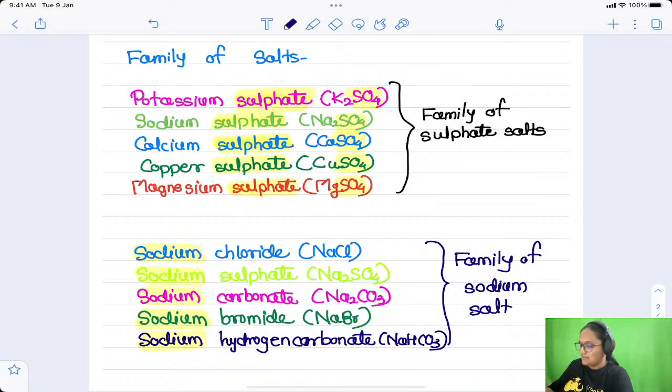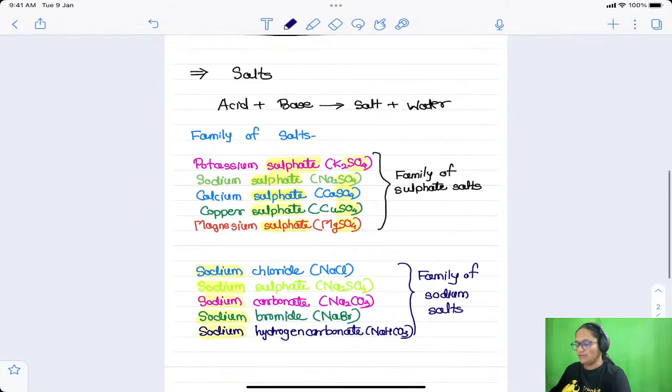Do you understand? You simply have to find out which is the common thing present in the formulas, then you call it the family of that particular ion. If Cl is common, family of chloride ion. If SO4 is common, family of sulfate ion. If Br is common, family of bromide ion, and so on. Okay, take a screenshot of this page now.